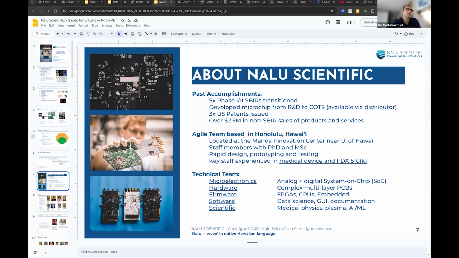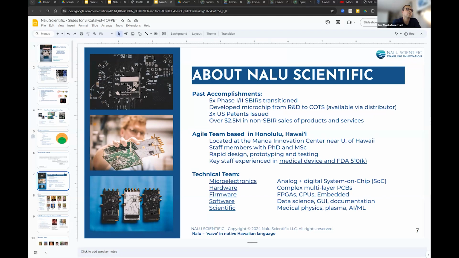We're in Honolulu, Hawaii. We have been mainly working with the Department of Energy. We've transitioned 5 Phase 1 and Phase 2 SBIRs into commercialization now. We have parts and technologies that we're selling currently, and we have customers that are paying for our special hardware and also services. That work has allowed us to get 3 US patents on our technology. And one of them was actually issued yesterday, so that's exciting.